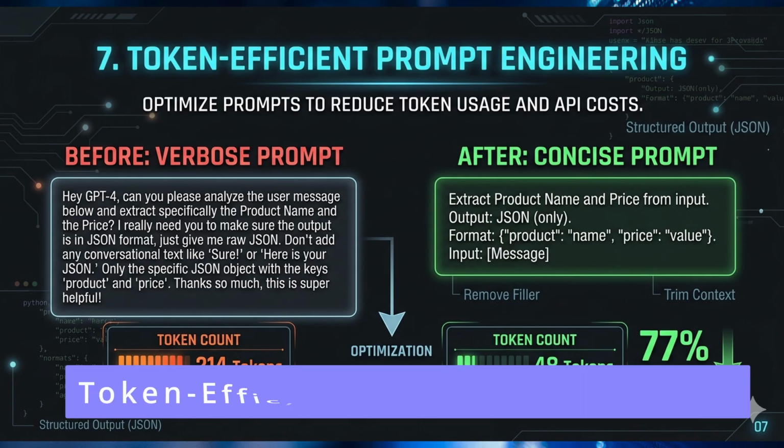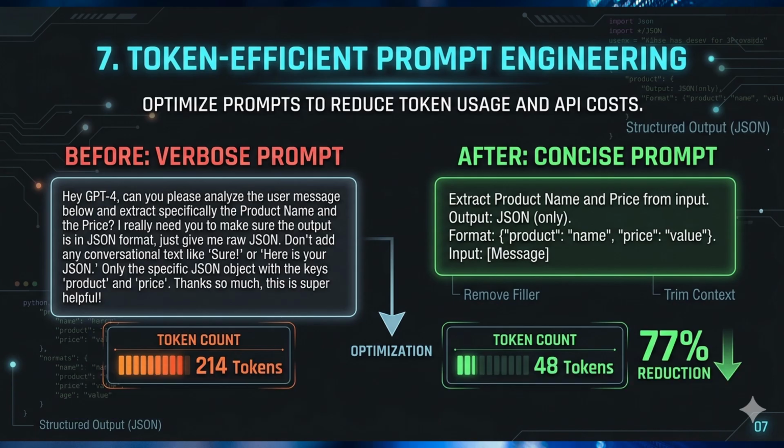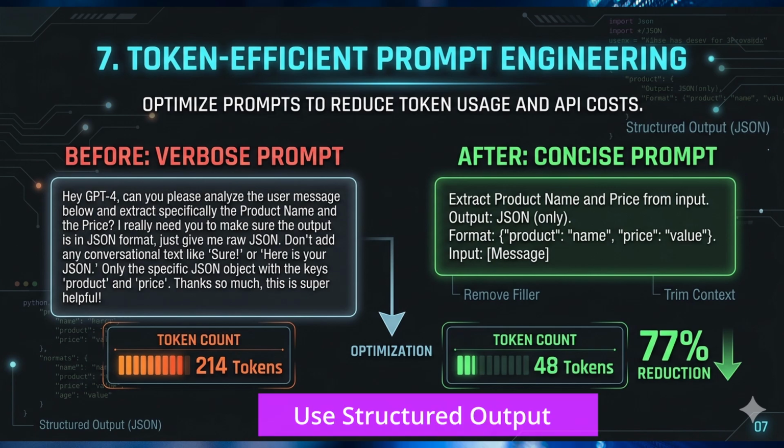Technique number 7 is token efficient prompt engineering. This is one of the easiest optimizations, but many teams ignore it. Every unnecessary token costs money. Verbose prompts, overly chatty responses, too many examples, massive system instructions, all of this increases cost. Here are some practical optimizations. First, use structured output. So instead of asking "please explain in detail," use JSON schemas. This prevents unnecessary conversational outputs.